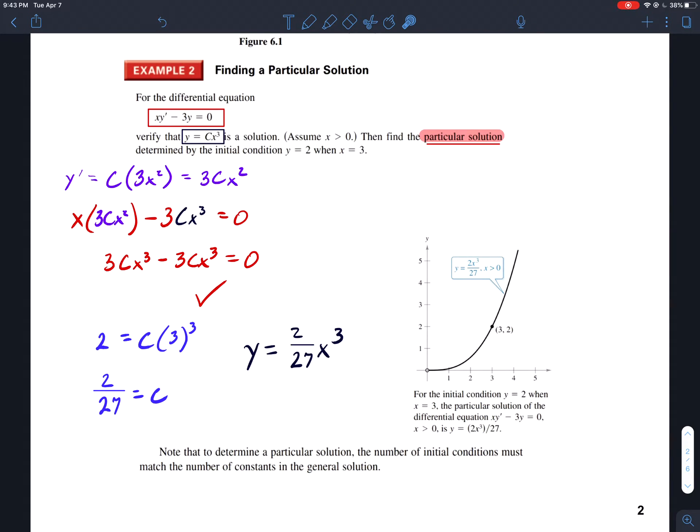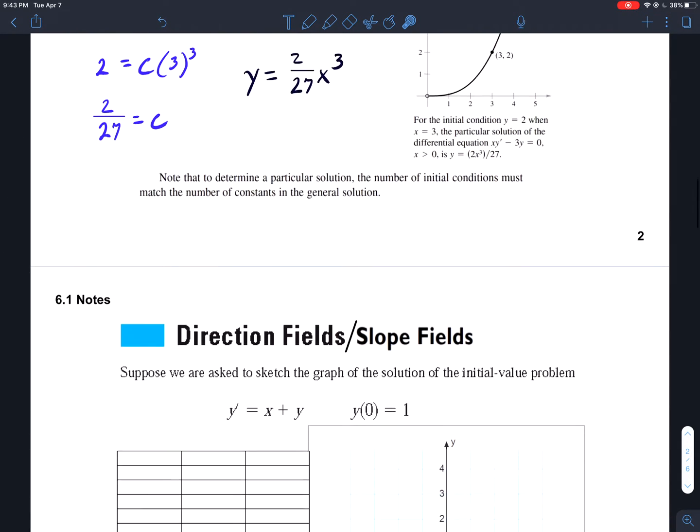So if I have one constant, I have to have initial conditions for the variables for that constant. All right. Let's move on.